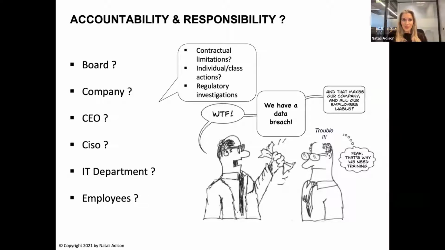Following here too, risk also comes with accountability and responsibility. So who is to blame when a data leak or a security breach arrives? Is it the board? Is it the company? Is it your CEO? Is it the IT department? And what about the employees?